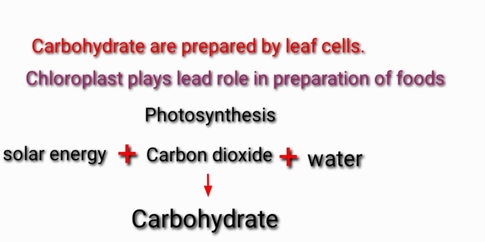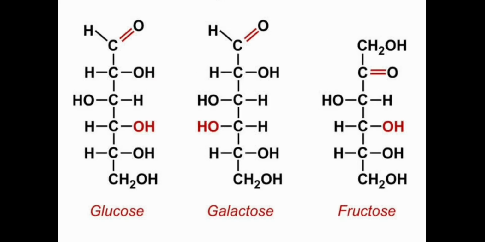The chloroplast traps solar energy and utilizes carbon dioxide and water to manufacture carbohydrate in the process called photosynthesis. The carbohydrates include glucose, galactose, and fructose, which are the energy-providing molecules.